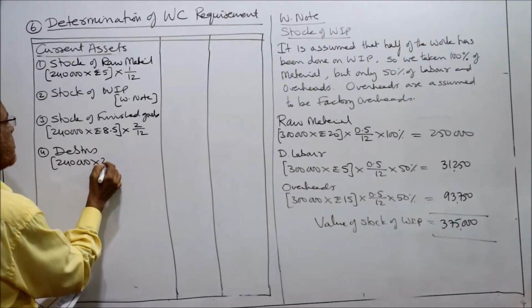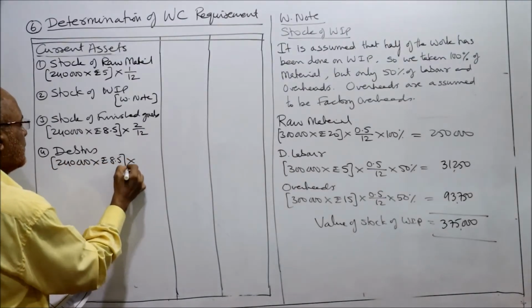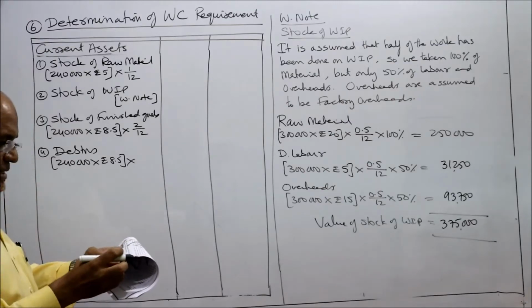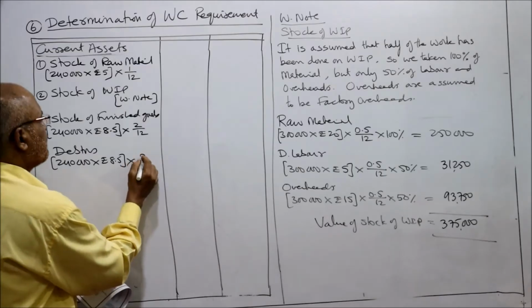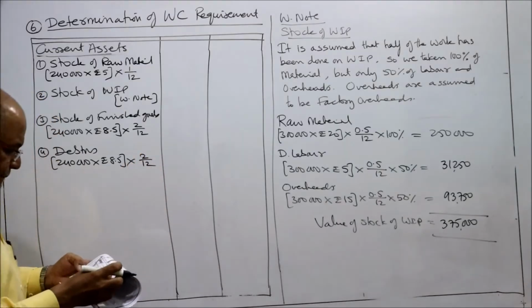Debtors. How much credit period allowed to debtors? Customers. 2 months. Credit allowed to customer is 2 months. That's all.